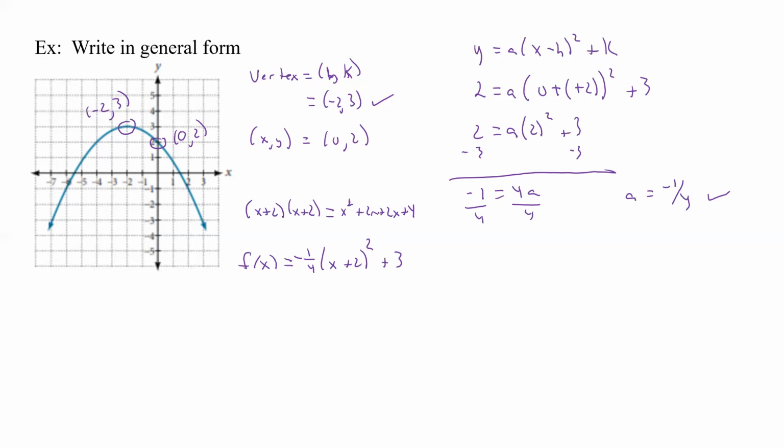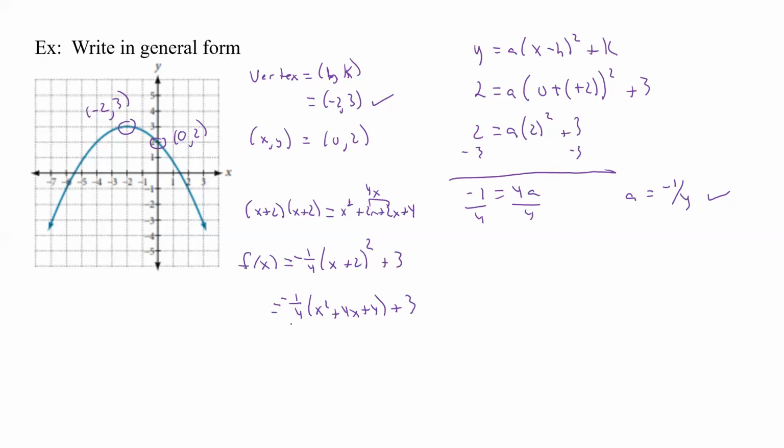Or we can take it directly from here: square the first one, and then take 2 times the first times the second, so that's 2 times 2 times x, which is 4x, plus 4. And so that gives us -1/4 times (x squared plus 4x plus 4), and then plus 3.